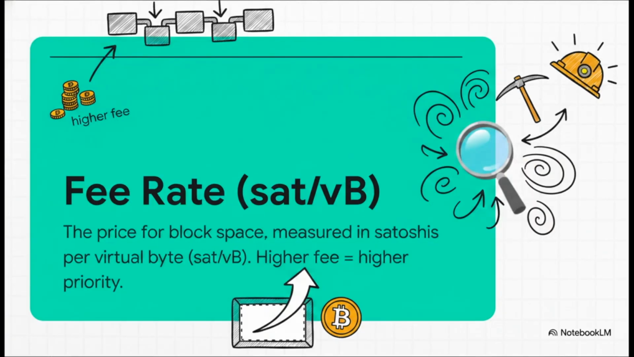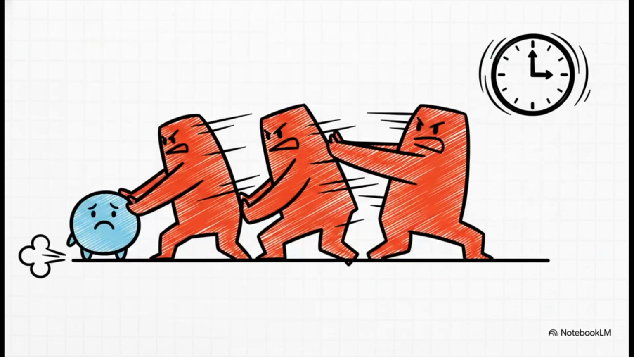Your priority has nothing to do with how much Bitcoin you're sending. It's all about your fee rate. This is the price you're bidding for that block space, and it's measured in Satoshis per virtual byte, or SAT/VB. The higher your SAT/VB, the more you're waving a flag at miners saying, "Hey, pick me, I'm more profitable." What this all means is that you're in a competitive market. If you send a transaction with a low fee when the network is really busy, it's like trying to get on a sold-out flight with a standby ticket.